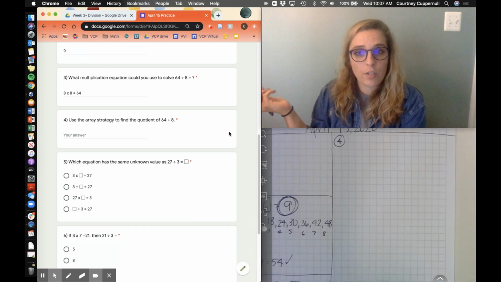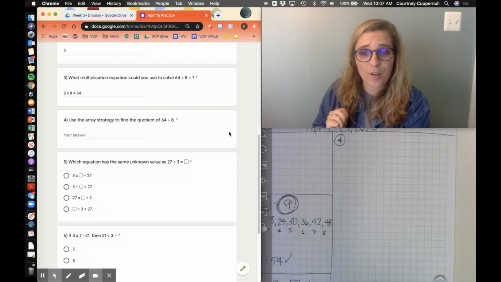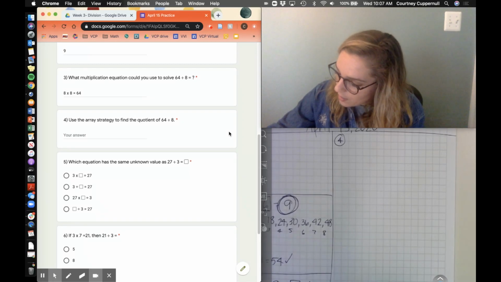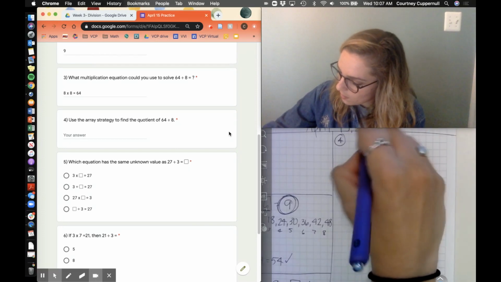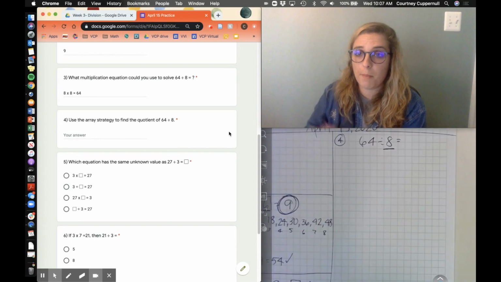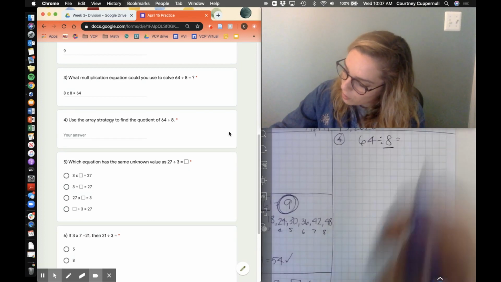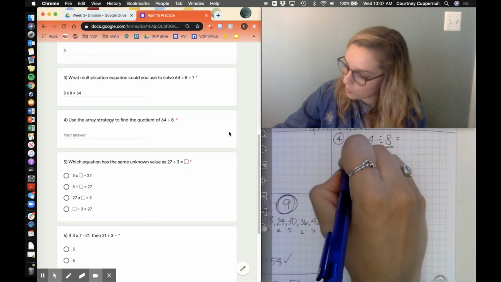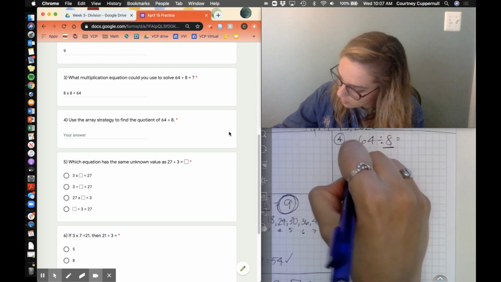I was just proving to you that it's always a great idea to make sure we put our work on our paper because it allows us to think smarter, not harder. All right, so when we use our array strategy, we know that the second number in a division equation means groups. So what I'm going to do is make that the number of rows I have. 1, 2, 3, 4, 5, 6, 7, 8.